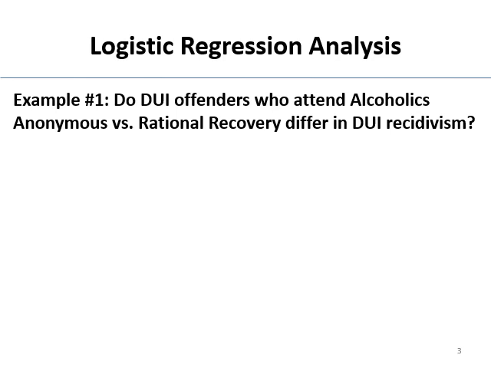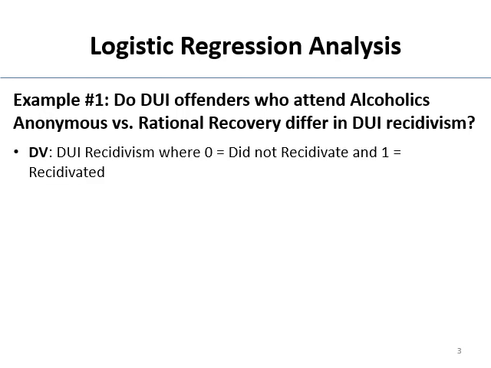So number one. Do DUI offenders who attend Alcoholics Anonymous versus Rational Recovery differ in their DUI recidivism? DUI recidivism means getting another DUI, for those who don't know. When judges send them to Alcoholics Anonymous versus Rational Recovery, is there a difference in their subsequent DUI rates? Your dependent variable here is DUI recidivism. 0 is did not recidivate, and 1 is they did recidivate, so they had another DUI. The independent variable, here there's just 1, is the type of program. 0 is Rational Recovery, and 1 is Alcoholics Anonymous.